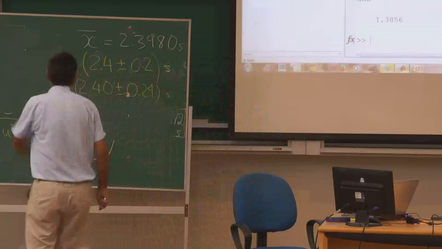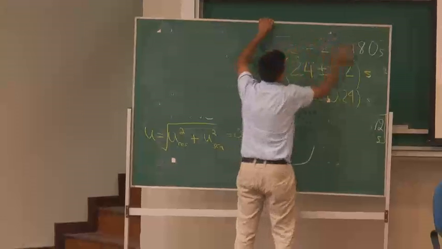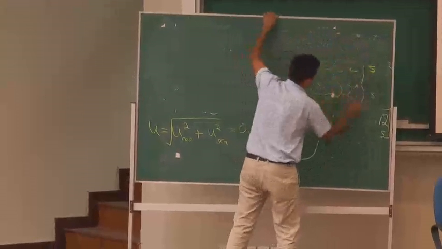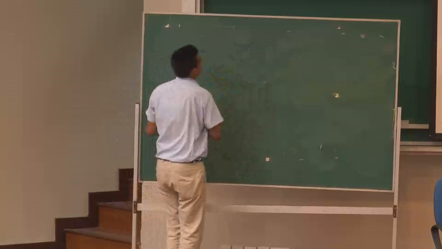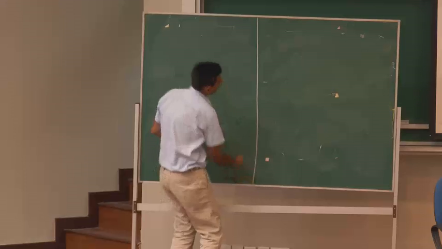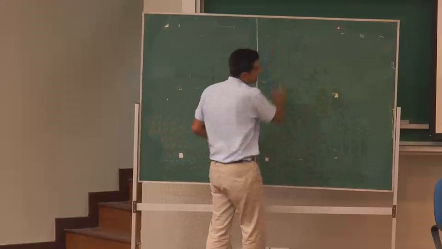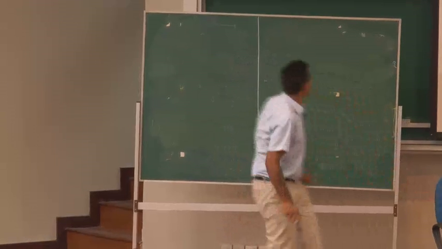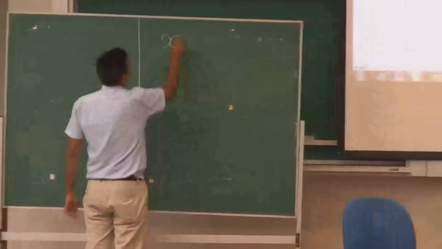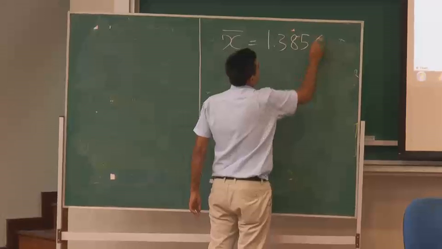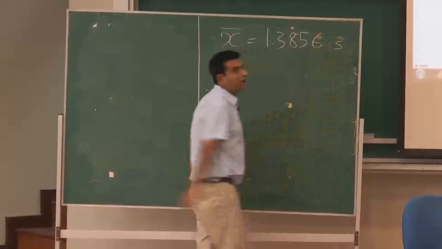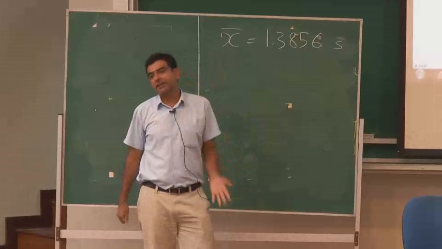So I'm going to rub this part of the blackboard, so I start off afresh. I divide this blackboard into two regions for two sections, for reasons that will become clear. My best estimate of the time is 1.3856 seconds.